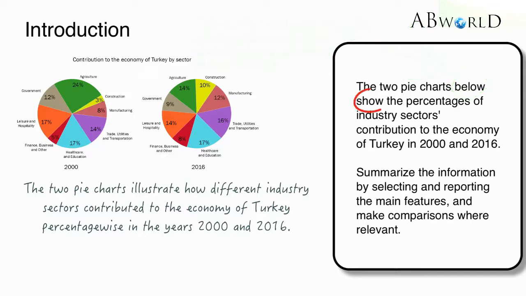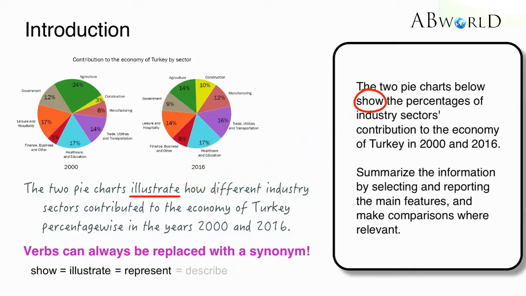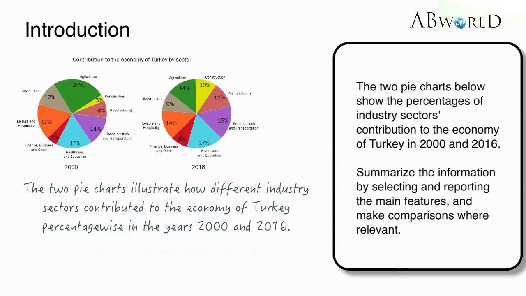Next we have the verb show. And verbs can always be replaced with a synonym. I decided to replace the word show with illustrate. But this is not the only option. We could also use such synonyms as represent, describe, or provide information about. Then comes a long phrase, the percentages of industry sector's contribution to the economy of Turkey.